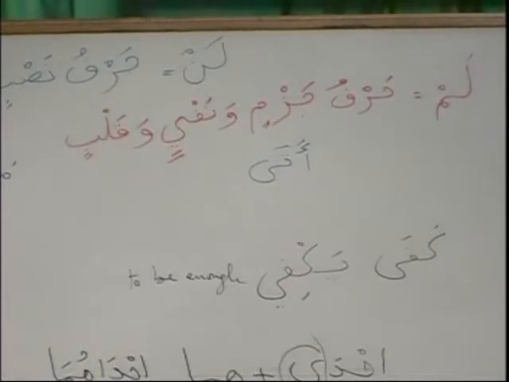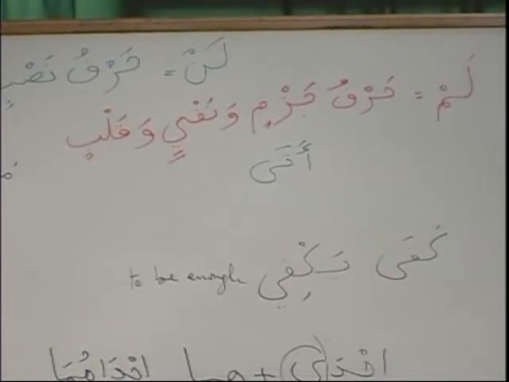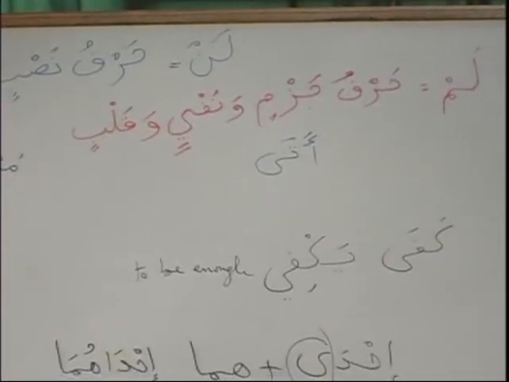This is very important. Qalbin means it overturns. What does it overturn? It overturns the meaning of mudari' into madi. That's all it does. You are using mudari', the verb is mudari', majzum, but your meaning goes to madi. Okay? Once we read sentences, it will become very clear.